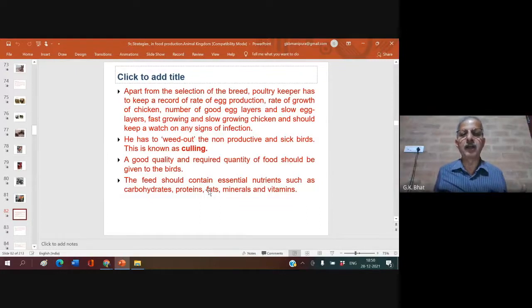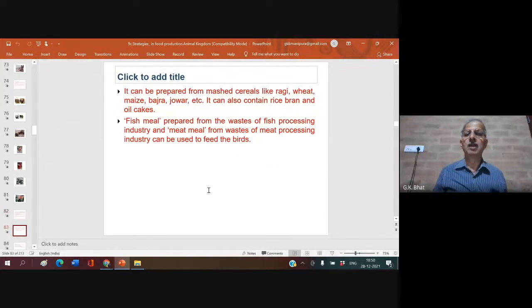A good quality and required quantity of food should be given to the birds. The feed should contain essential nutrients such as carbohydrates, proteins, fats, minerals, vitamins like that. Now, let me just hurriedly pass through the other thing.